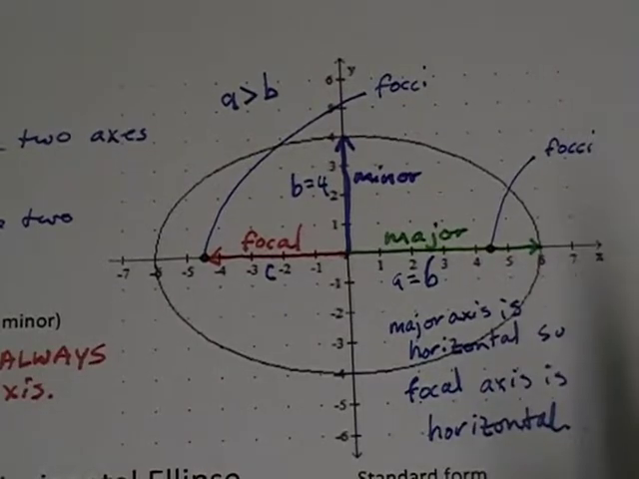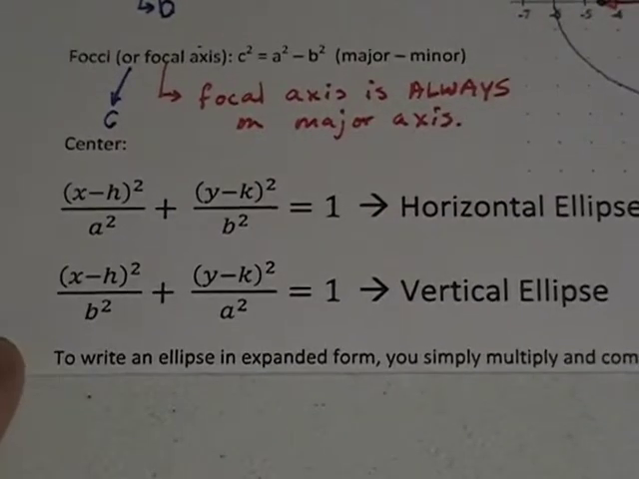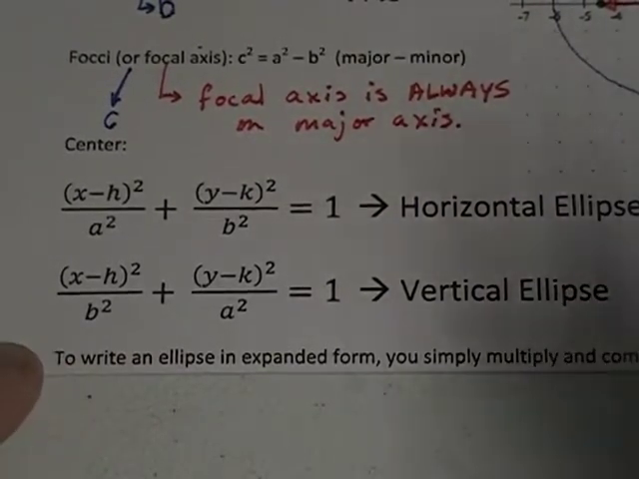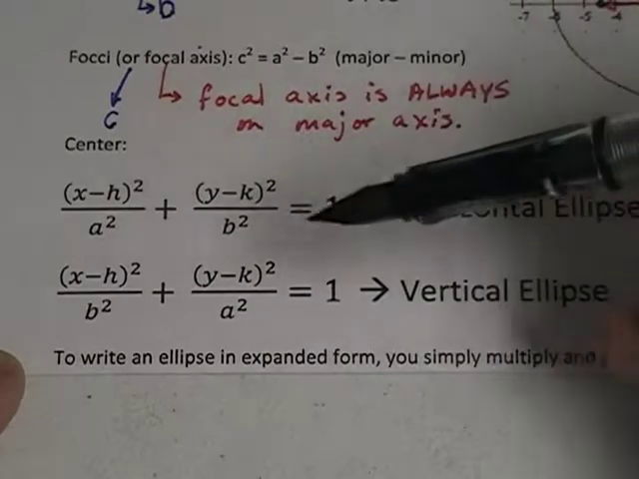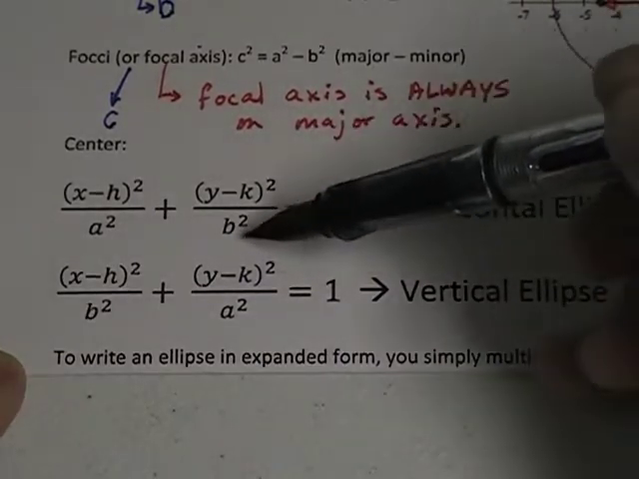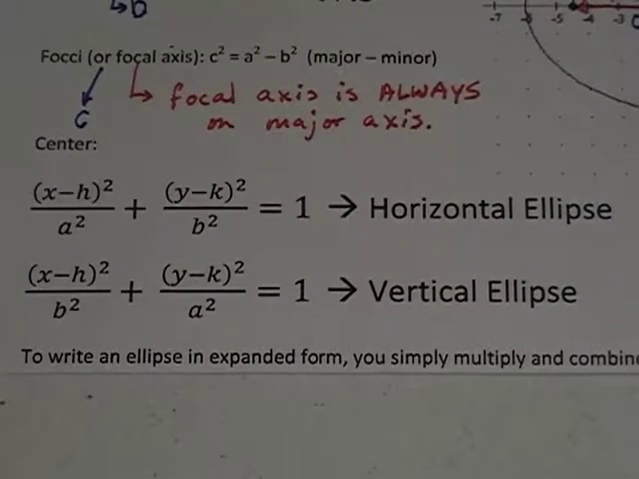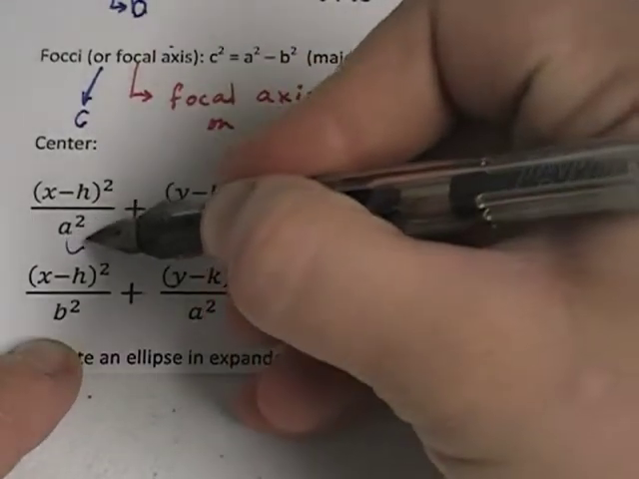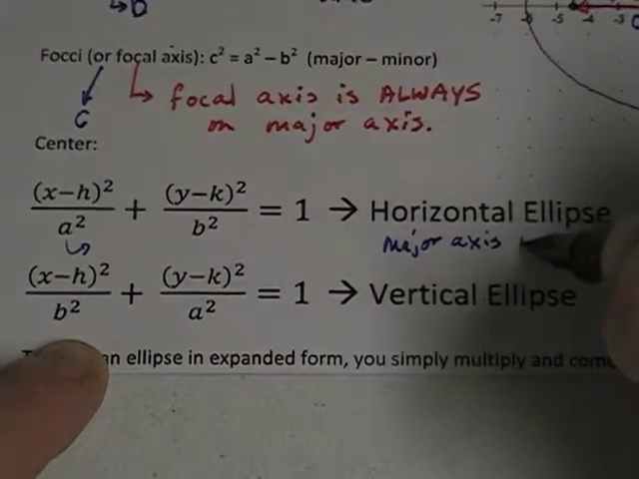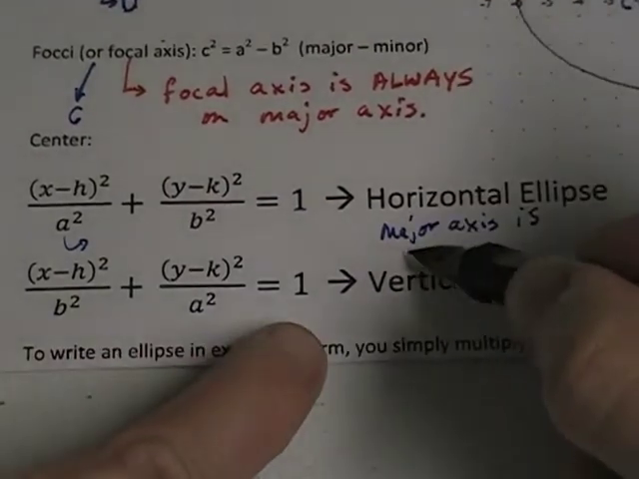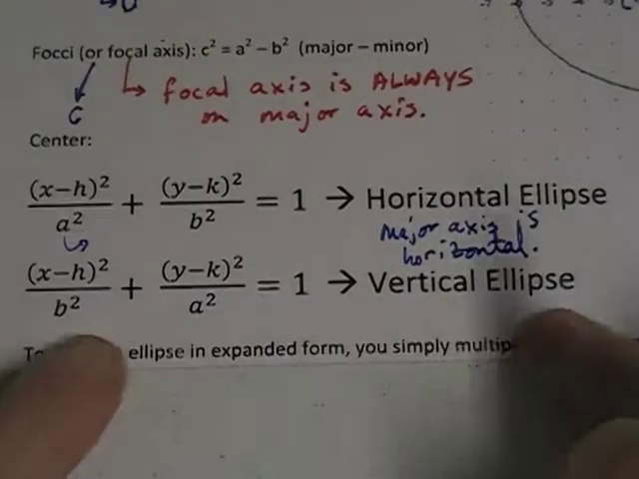All right, so let's talk about the forms an ellipse can take. Okay, normally we put our ellipses in what we call center form. Center form is going to look like this: x minus h quantity squared over a squared, plus y minus k quantity squared over b squared equals 1. That's a horizontal ellipse. Why? Because the major axis is horizontal. Major axis is horizontal. Okay?